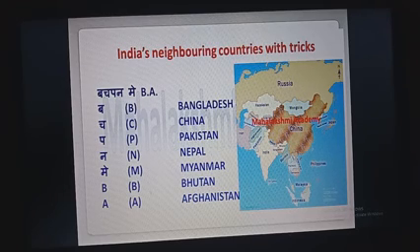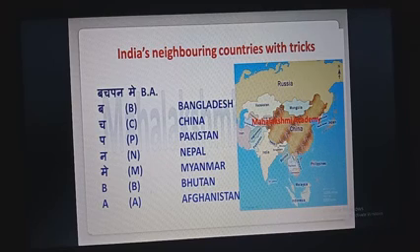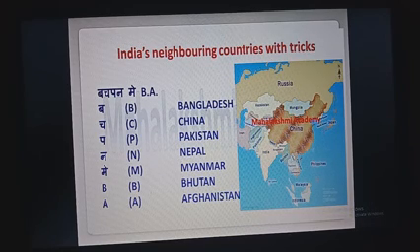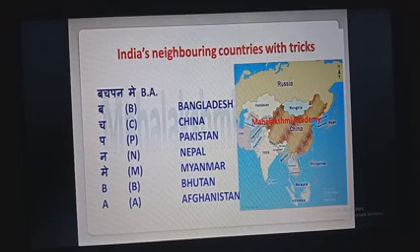In this article, we are providing the list of neighboring countries of India and details about them. First of all, we have to know there are a total of 9 neighboring countries of India, out of which 7 share their land borders. The list is given on the screen. India's neighboring countries are Pakistan, China, Nepal, Bhutan, Bangladesh, Myanmar, Afghanistan and Sri Lanka.